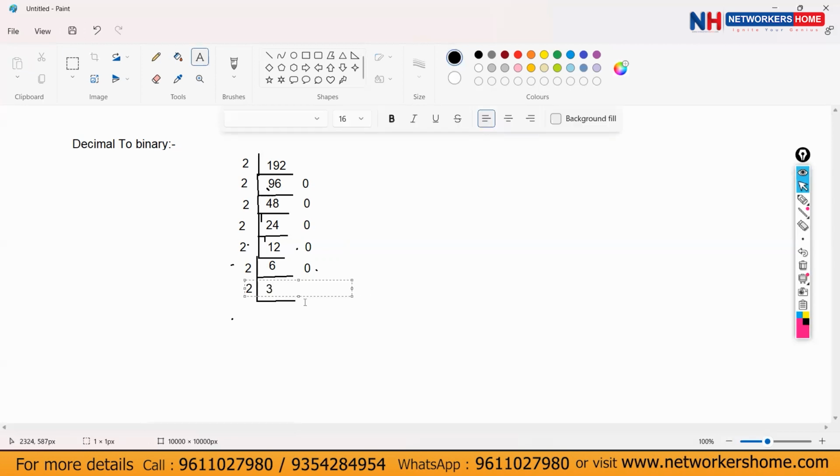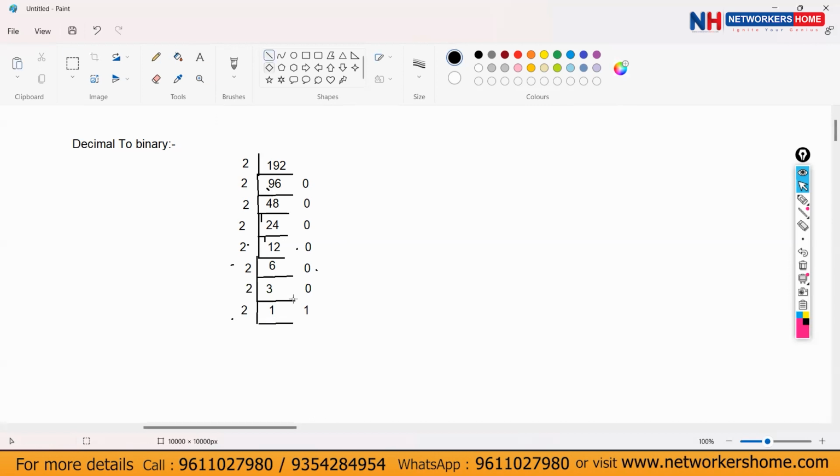Then 3, remainder 0. Next, divide 3 by 2. No, we shouldn't use fractions. So we have to use whole numbers. This will be 1. Correct? 2 ones are 2. Remainder is 1. Again divide 1 by 2. 2 zeros are 0. Remainder will be 1.